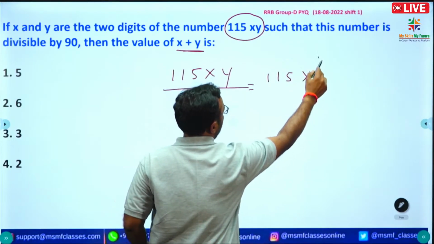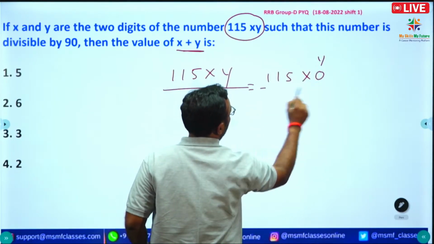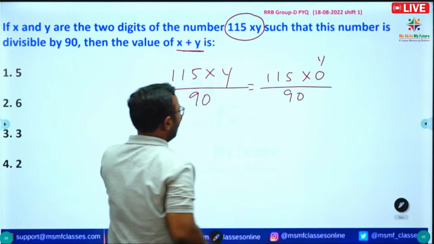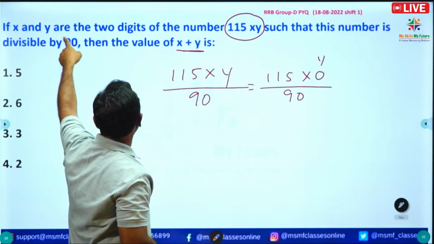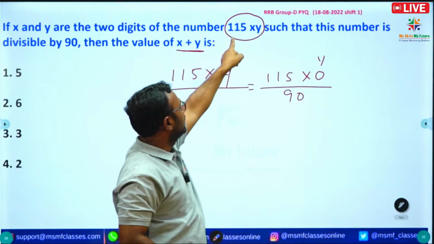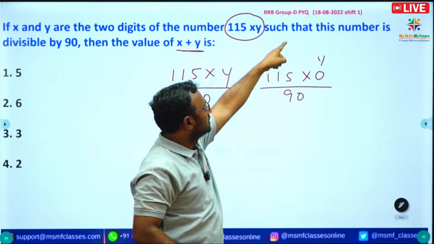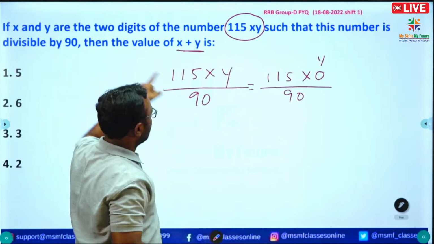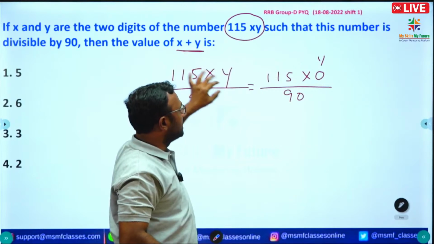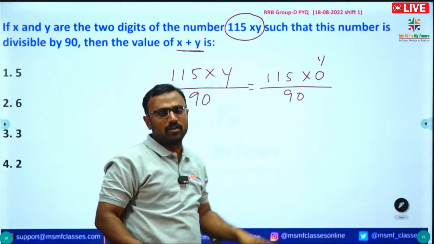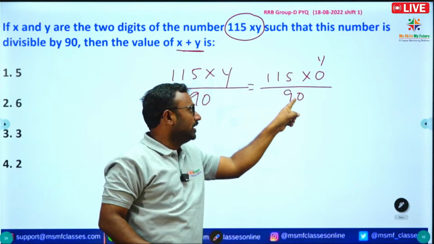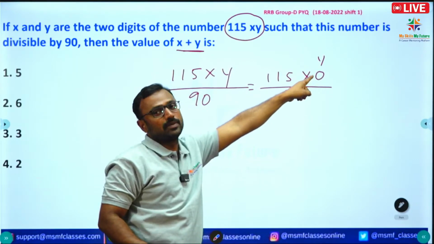115x, in the place of y I am writing 0. Why? Because the denominator is 90. What is given? x and y are the 2 digits of a number 115xy such that this number is divisible by 90. This number is divisible by 90 means the last digit of the number must be 0. Why? Because 90 must divide it when the last digit is 0.